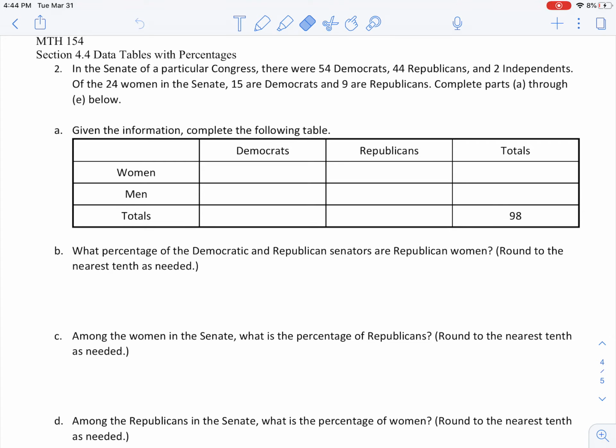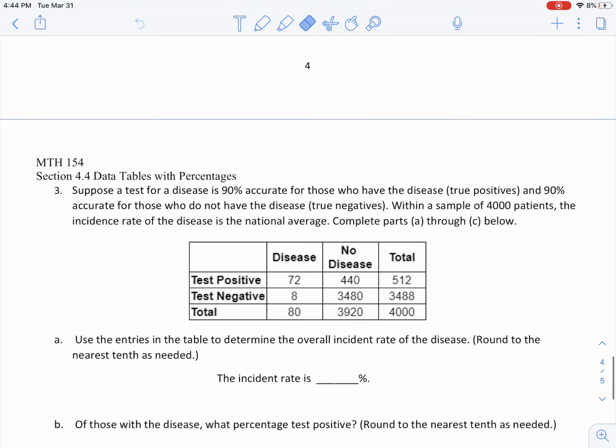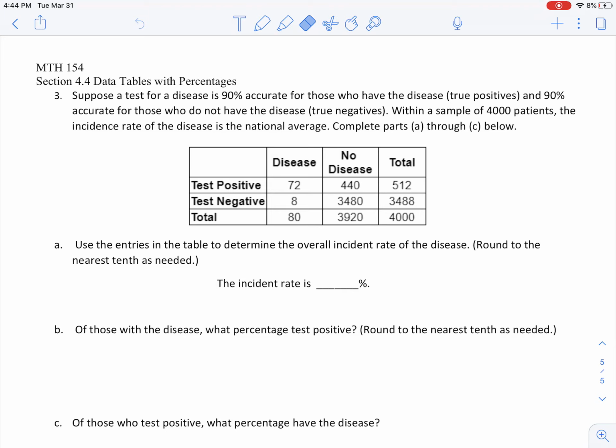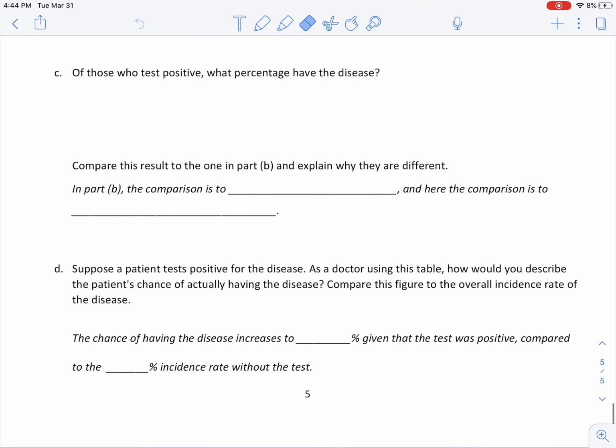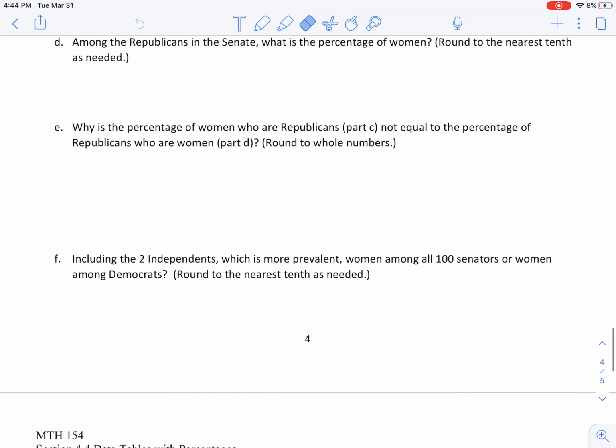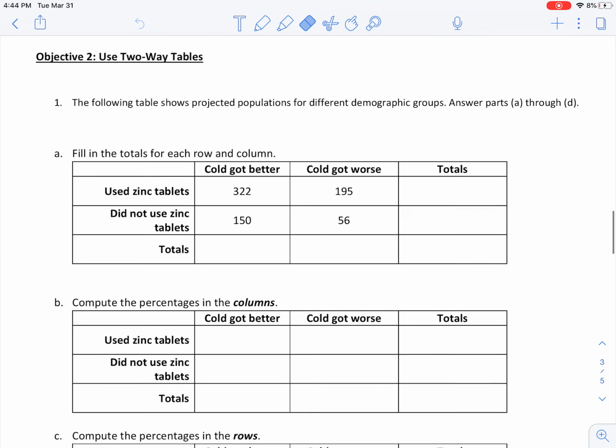The second one is about the women and men in the Senate of a particular Congress. We're just going to fill out this two-way table and calculate some conditional probabilities. And the third one, we're going to look at a table that's already filled out and find more conditional probabilities. If you're going to take Math 245 statistics, this is going to be one of the things that you will talk about in the probability unit. But let's get started.